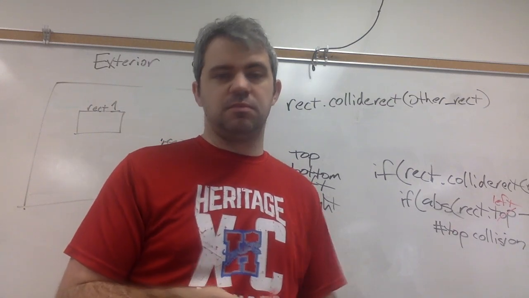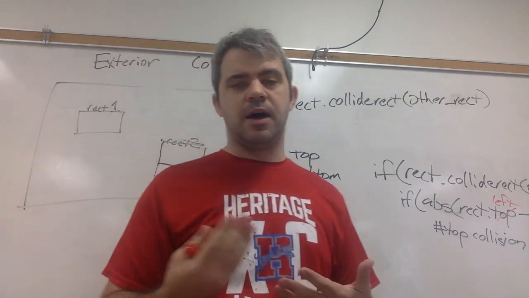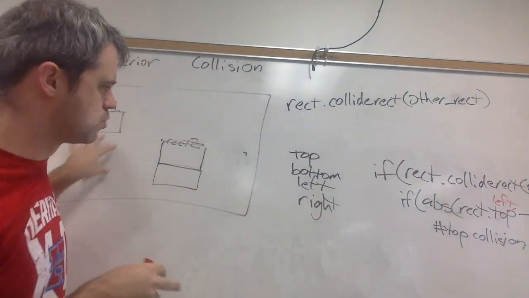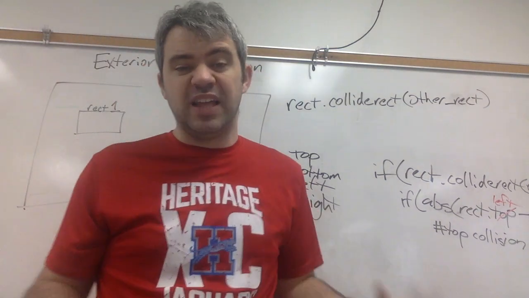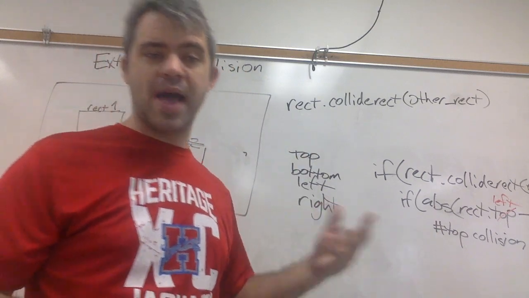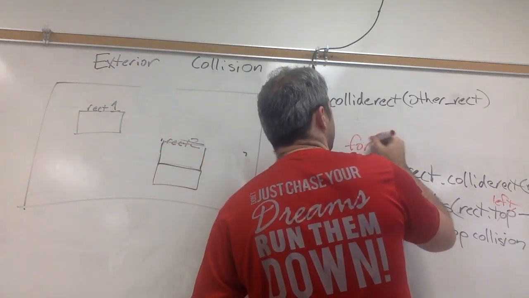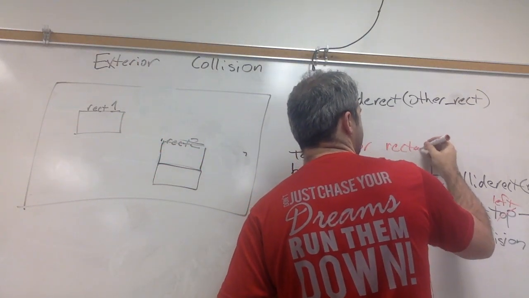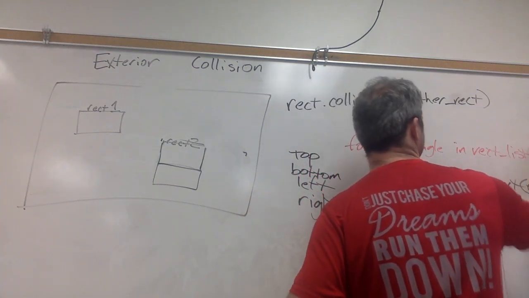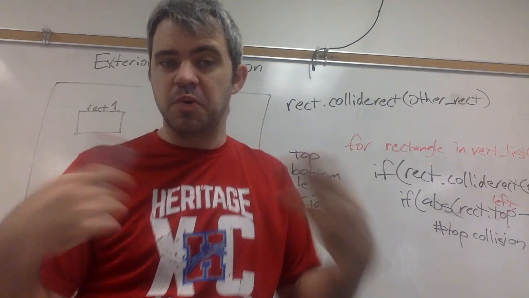So let's say you've got some sort of platforms or whatever, rectangles that you could be running into. Well, you could make a list, maybe call it rect list. So whenever you make your rectangle, you go ahead and add it to this list. And then all you do is for rectangle in rect list, and then you just detect collision with rectangle.